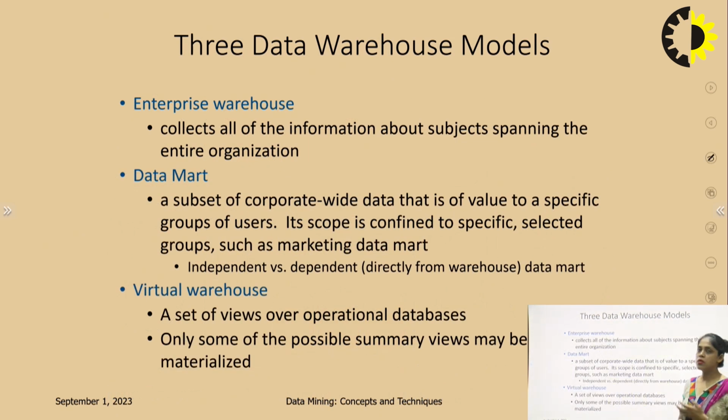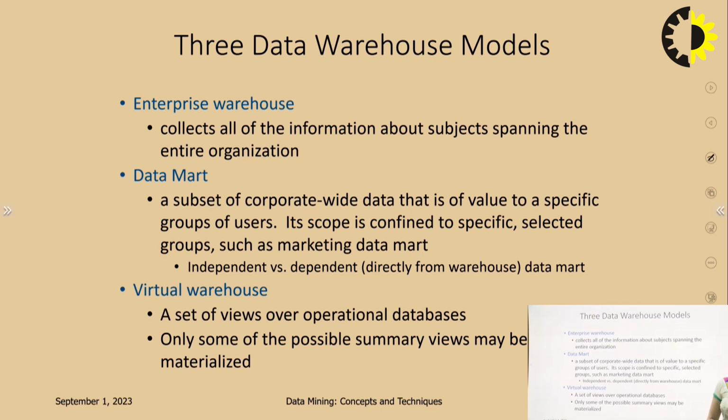3 data warehouse models: the enterprise warehouse, the data mart, and the virtual warehouse. It plays a very important role in terms of information. The enterprise warehouse collects all the information about the subject spanning the entire organization. Data mart is a subset of corporate wide data that is of value to a specific group of users. Its scope is confined to specific selected groups such as marketing data mart.